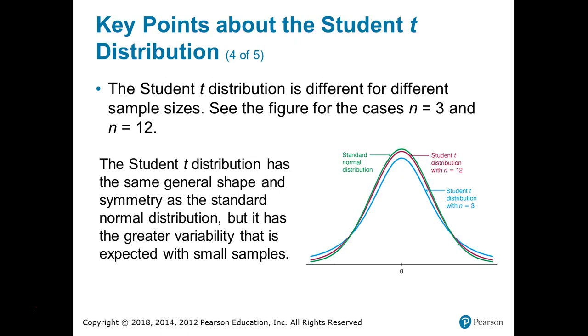The student t-distribution is different for different sample sizes. It has the same general shape and symmetry as a standard normal distribution, but it has greater variability than is expected with smaller samples. Basically, the smaller the sample, the less normal it will be. And as n increases, you get more and more of an ideal standard normal distribution.